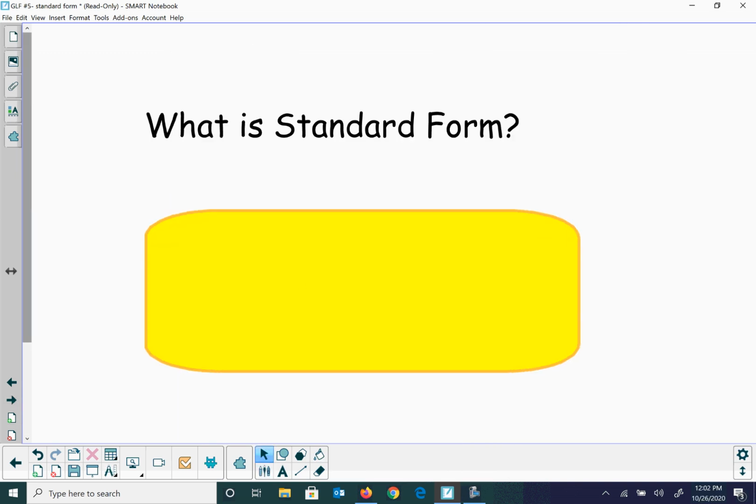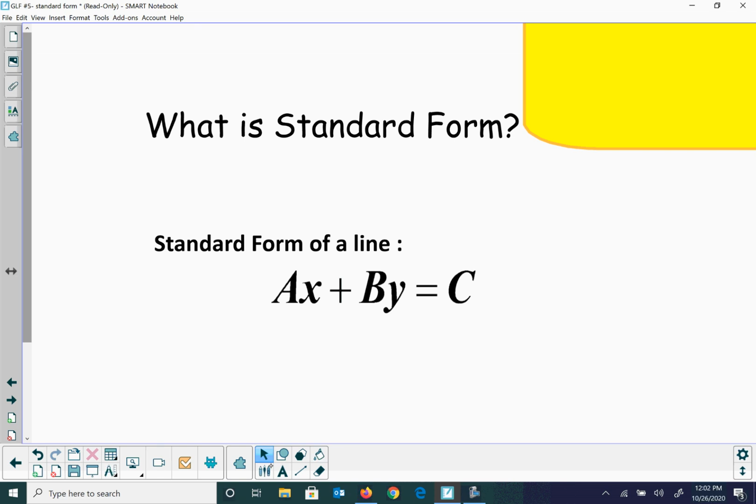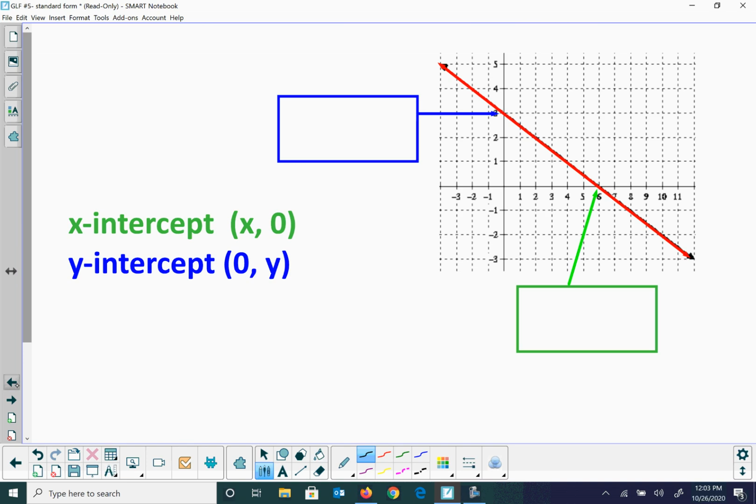Okay, what is standard form? Ta-da! Standard form looks like this, where a, b, and c are normally numbers. If x or y are just by itself, the number would be 1 that's there. Okay, so this one is my y-intercept, and my y-intercept in this case is going to be 0, 3. It's a point. And then this one is my x-intercept, where it crosses the x-axis, which is the point 6, 0.